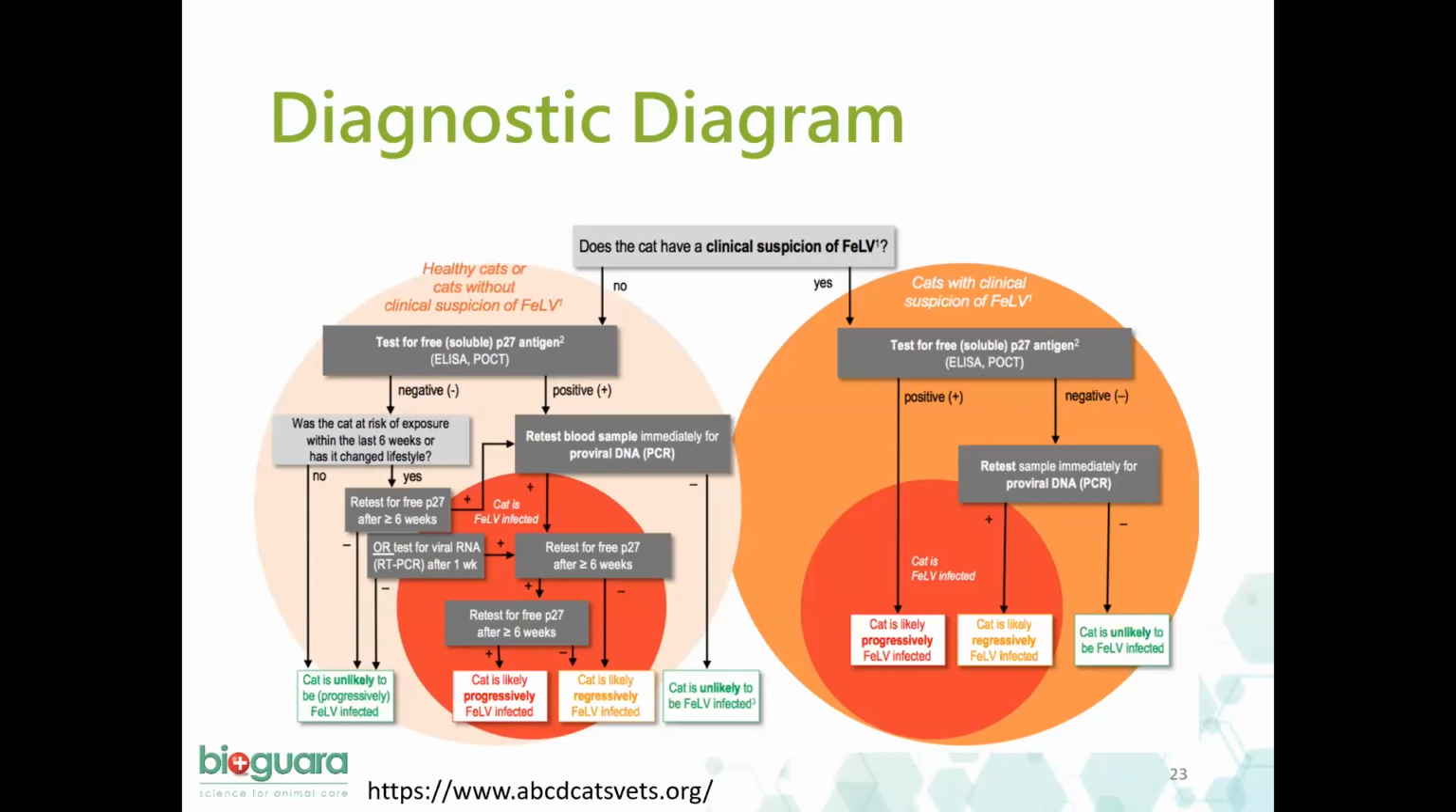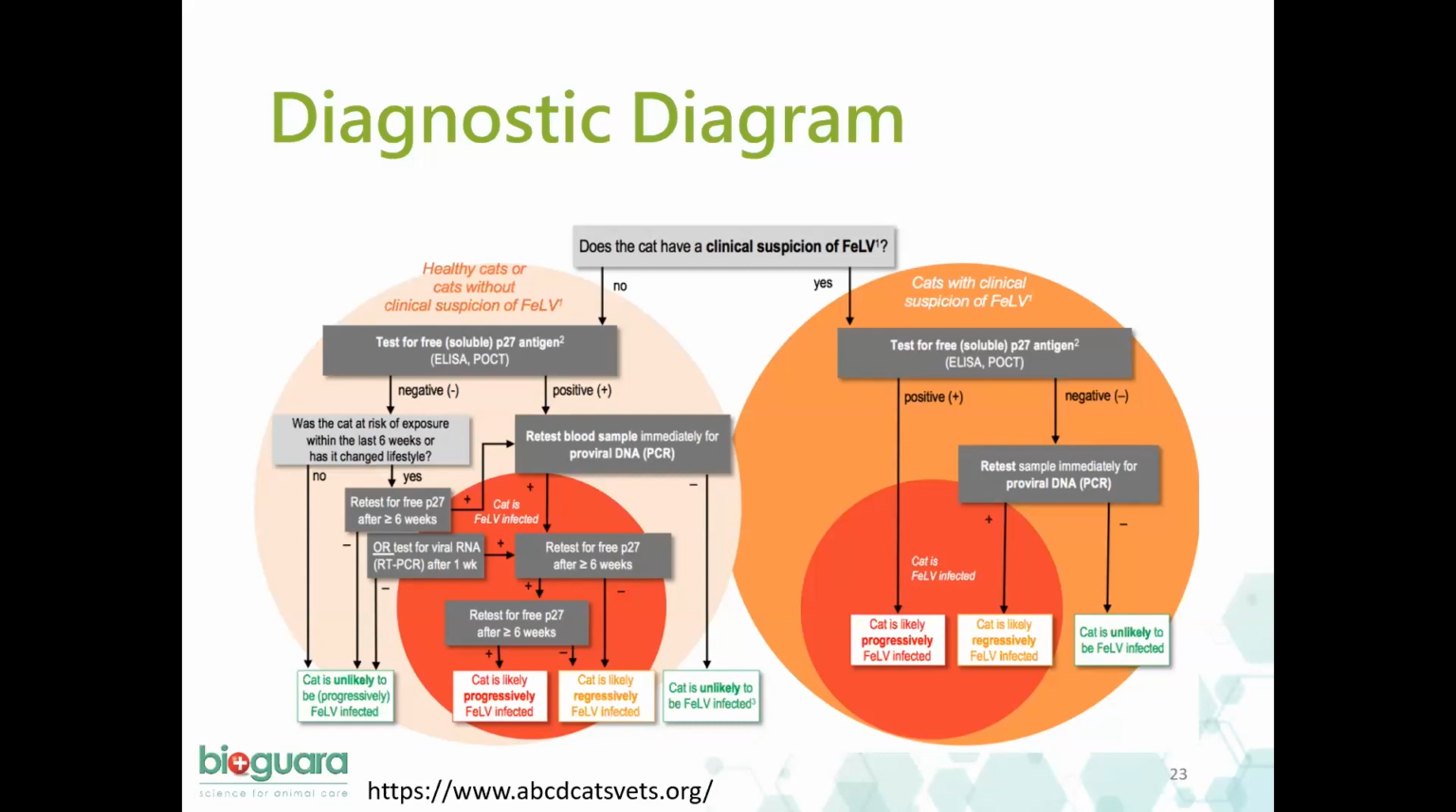However, if the cat has been exposed to FeLV in the past 6 weeks, or if its lifestyle has changed, for example it becomes an outdoor cat, then it's still possible that the cat is infected. In this case, the veterinarian should retest the cat's blood for FeLV proviral DNA using the PCR test.